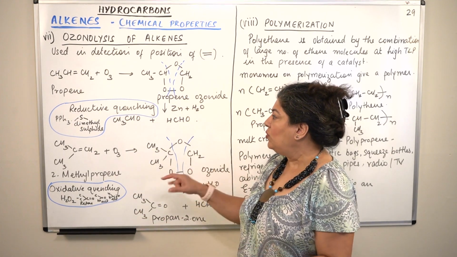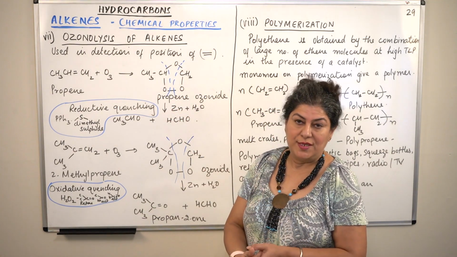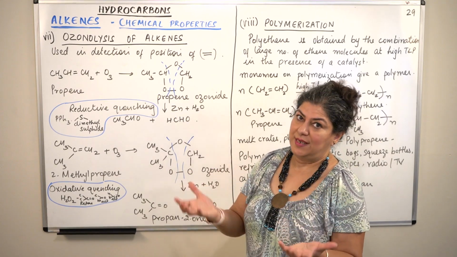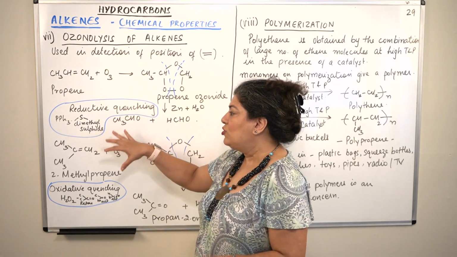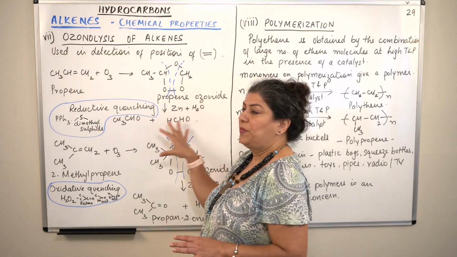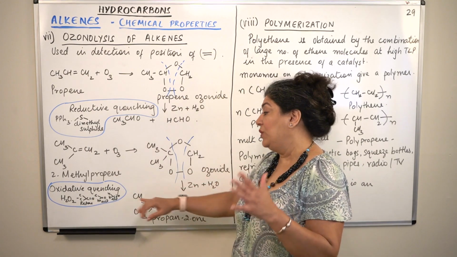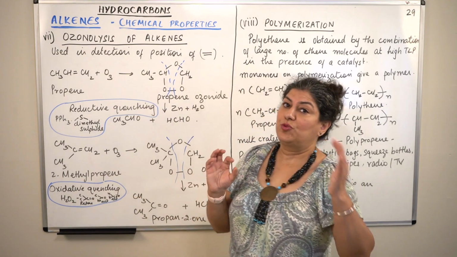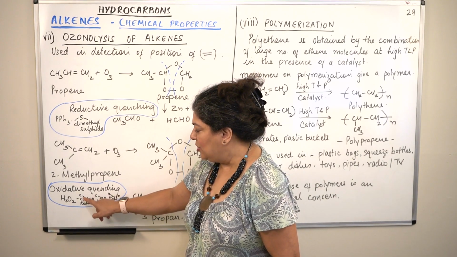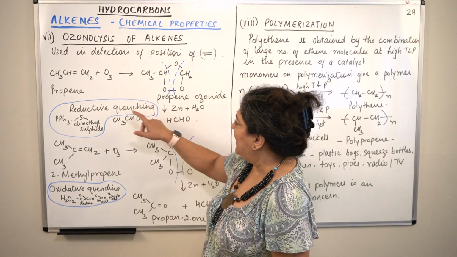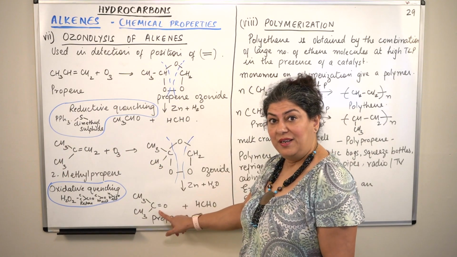In your syllabus, we only do the reductive quenching with zinc and water, and we do not even mention these terms because this is something that you will be studying in higher classes. So reductive quenching can also take place, and these are the products that you would get. In oxidative quenching with hydrogen peroxide, how would you determine the products? If you have a situation where two methyl groups are attached to a carbon, then of course the product will be a ketone.